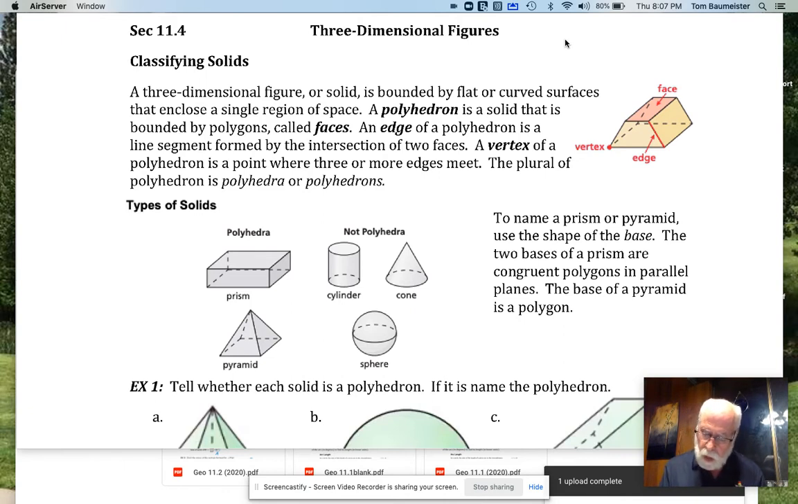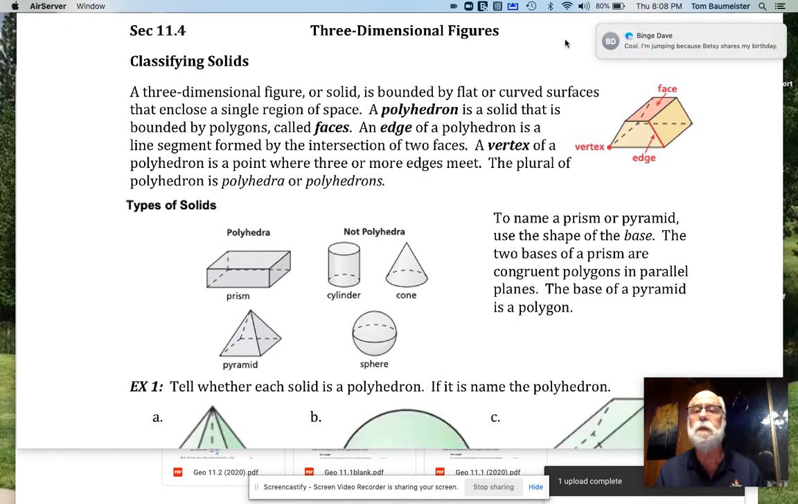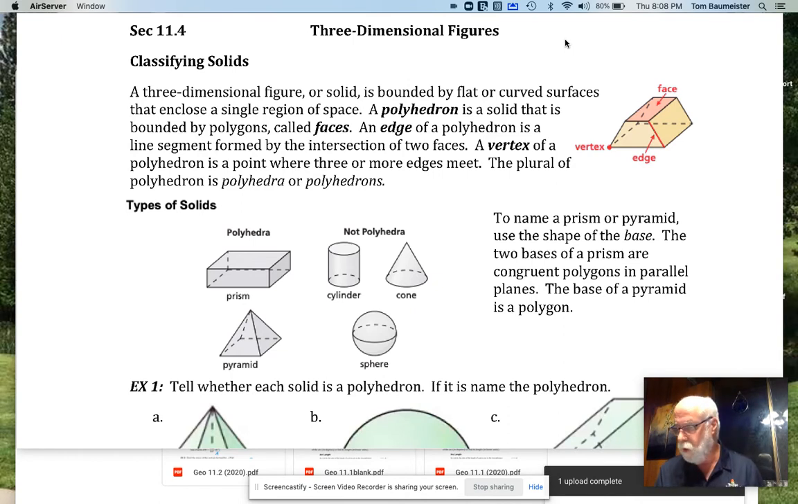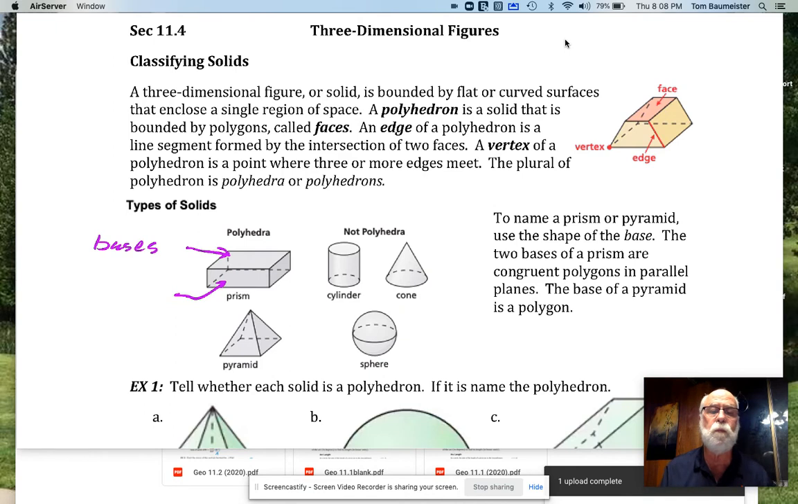So the two bases of a prism are congruent polygons in parallel planes. The base of a pyramid is a polygon. So if we look here, right here and this bottom one here, those are bases. And they don't always have to be the top or the bottom. Sometimes when it's a box-like shape, a lot of times they'll tell you which one they think you should be using as the base. And again, remember, the key is parallel planes.